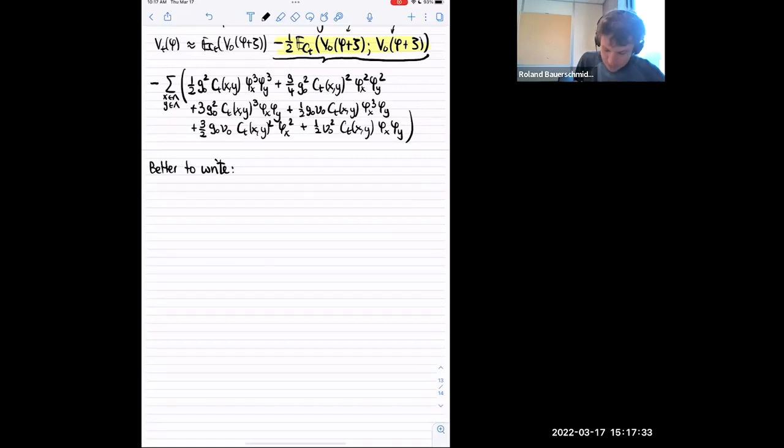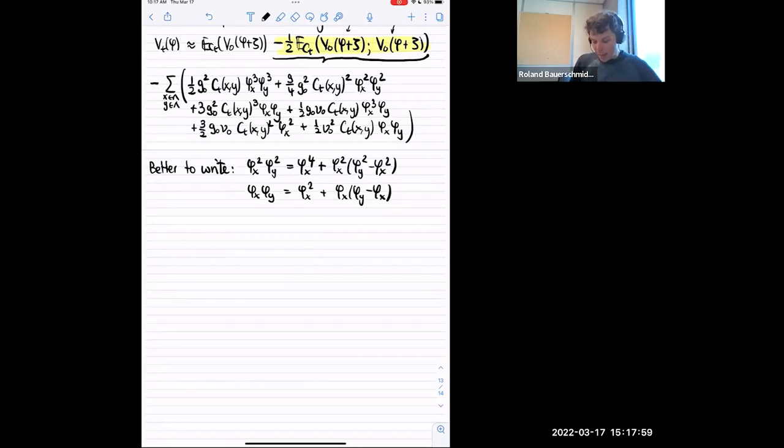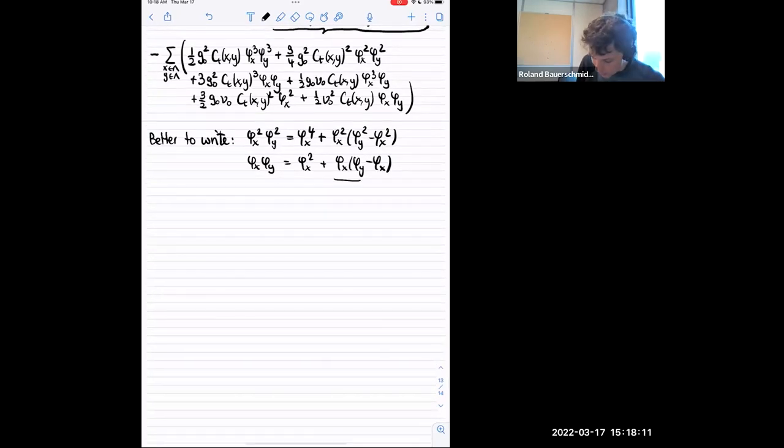It's better to write these terms, for example, the phi x squared, phi y squared terms as say phi x to the 4 plus the difference, which is phi x squared times phi y squared minus phi x squared, or similarly phi x phi y would just become phi x squared plus phi x phi y minus phi x. So in other words, we'll try to make the leading term local again. We write it as, say, phi x to the 4 and then add the difference. These difference terms here, they're called gradient terms, where they involve differences.